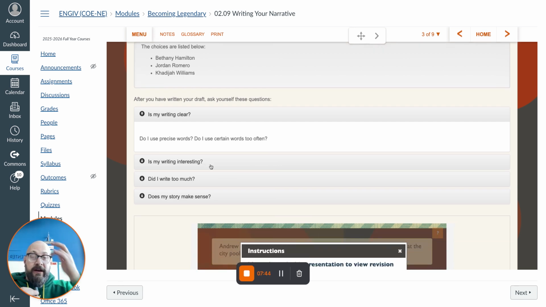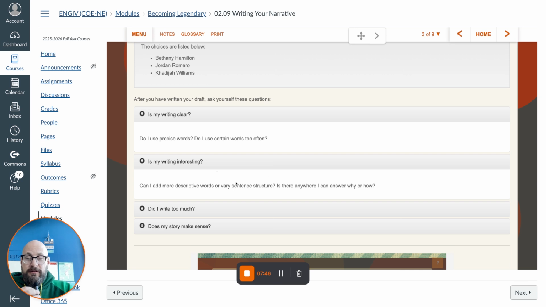Second question: is my writing interesting? Can I add more descriptive words or vary the sentence structure? By varying the sentence structure, you do not want this essay to come out sounding like a newspaper article, very factual, and just a recitation of the facts. This should be a little more creative than that. You want to use your skills, like they say, to make things descriptive. You want to use interesting words for this.